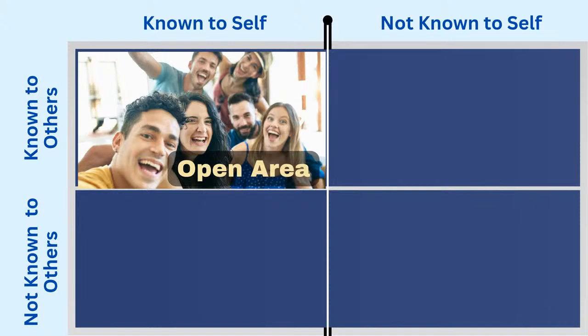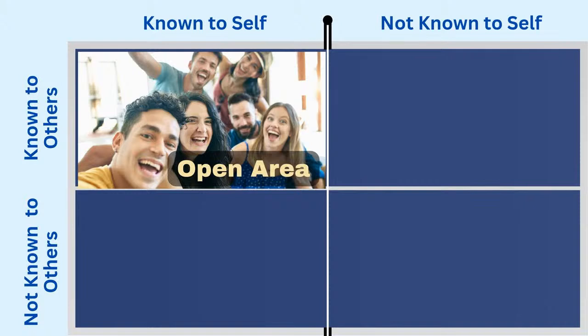Many people say, I'm an open book, my life is an open book. That means most of the people know most of the things about that person, and whatever he or she knows is known to others to a large extent. So, open book as they call it. Open area is the part of me which is known to me and known to others. It's also known as arena, open space.